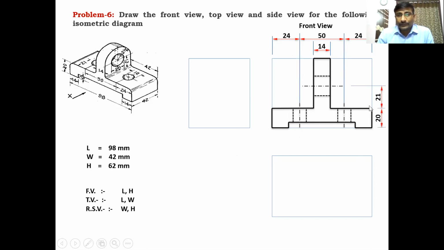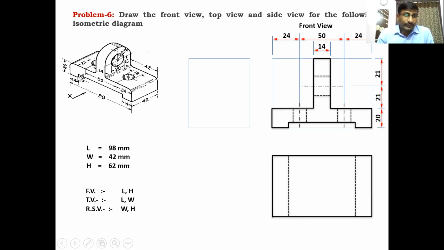From this top surface to the axis of the hole is 21 mm. This is 21 mm. And the remaining semicircle radius is also 21 mm from the center of the hole. This is 21 mm. And top view, draw the horizontals on both sides. Two vertical lines here, two vertical lines are there. Dotted lines which are passing through these corners are dotted lines at a depth of 14 mm from this end and this end.